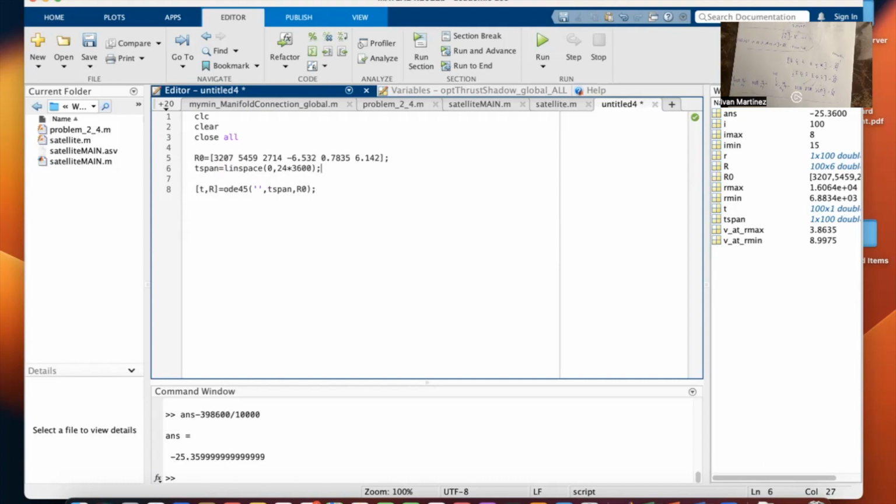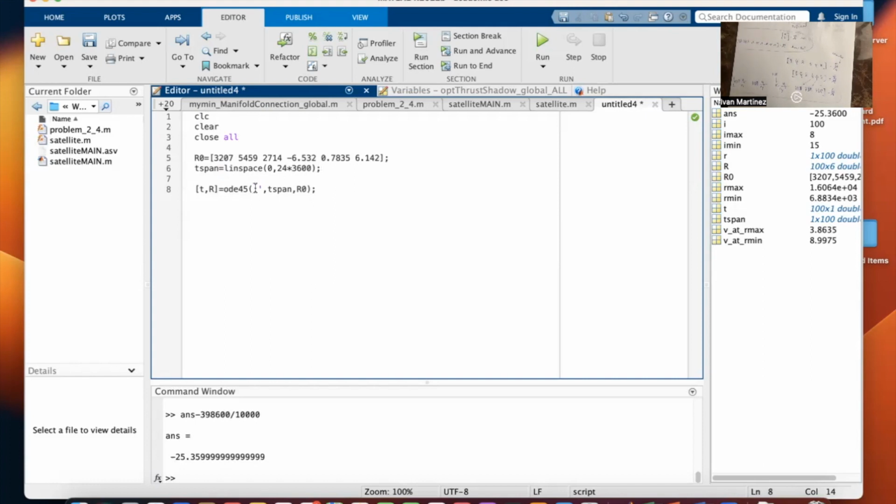If after solving the equations, we see that's not enough time, so we see the satellite just doing half a period around the Earth, then we'll do more. But if it's too much, if we see the satellite doing a lot of laps around the Earth, we'll just put less. I'm just putting a random number and then I'll adjust it afterwards.